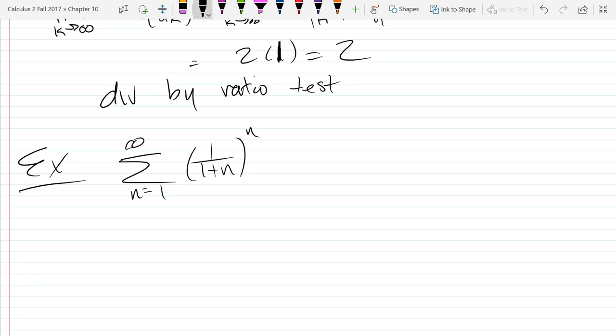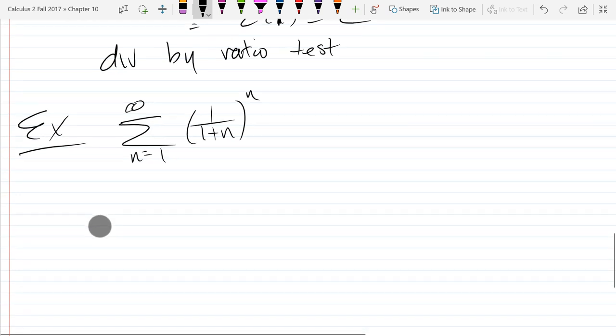What would be a good test for this problem? Which test? Root or ratio? I'm going to say probably root. Root. So this is all to the nth power. If you hit it with the root test, it'll basically eliminate that power. So this one's perfect for the root test.